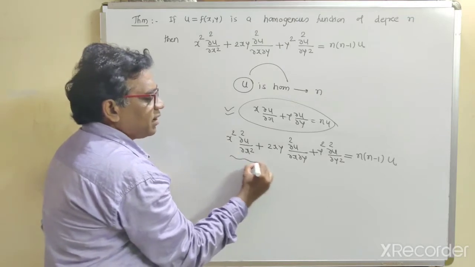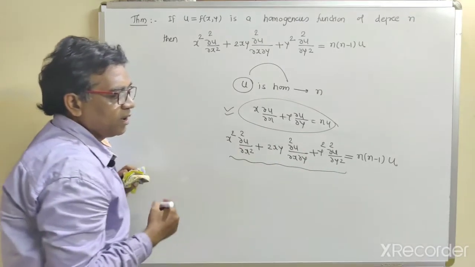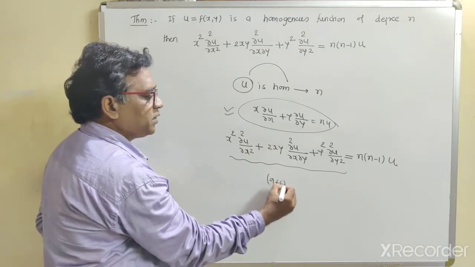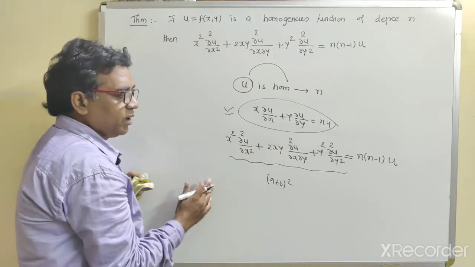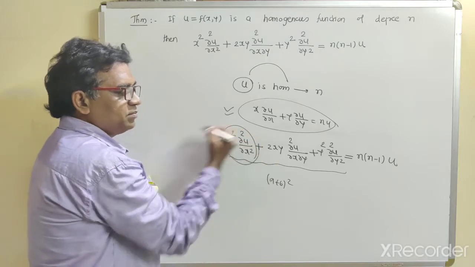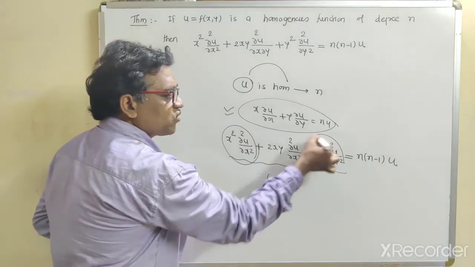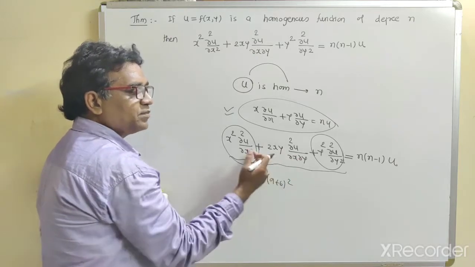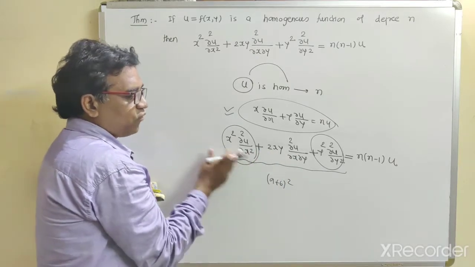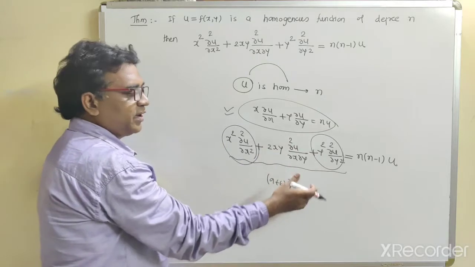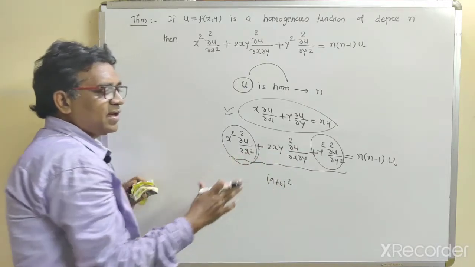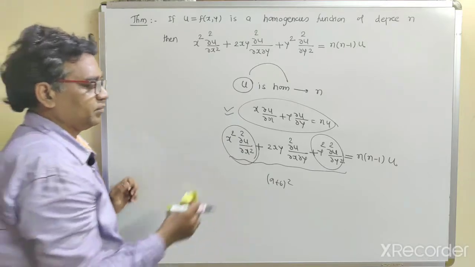Now see what is this left hand side. This is just like a bracket square type term, a plus b bracket square type term. This is square of first term plus square of second term plus 2 times the product. So it is just like the bracket square type term.